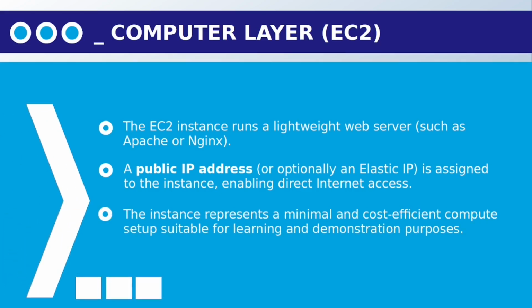Compute layer. Now let's move to the compute layer where the application is going to run. Amazon EC2 instance. We launch one EC2 instance inside the public subnet. Why EC2? Simple, flexible, very common in SAA and real-world use. This EC2 instance represents the web server, the application host.